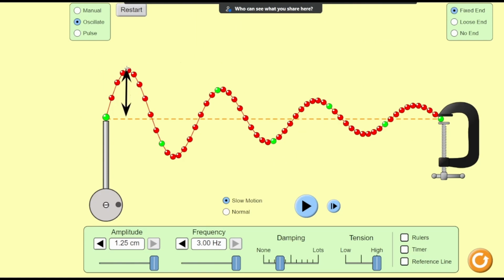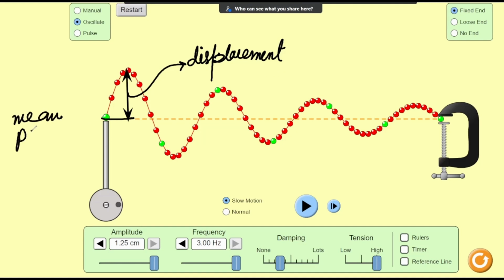It is from the highest particle to the mean position. The distance from the highest particle basically is displacement. From the highest particle to the mean position, and the central point is known as the mean position.